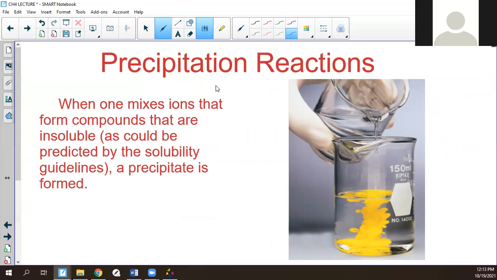So you have things that are all soluble. They've made solutions. They could be a color, like a blue, a clear, yellow, whatever solution. But when you mix them together, they form something that's not in solution. It produces a solid. It goes to the bottom.